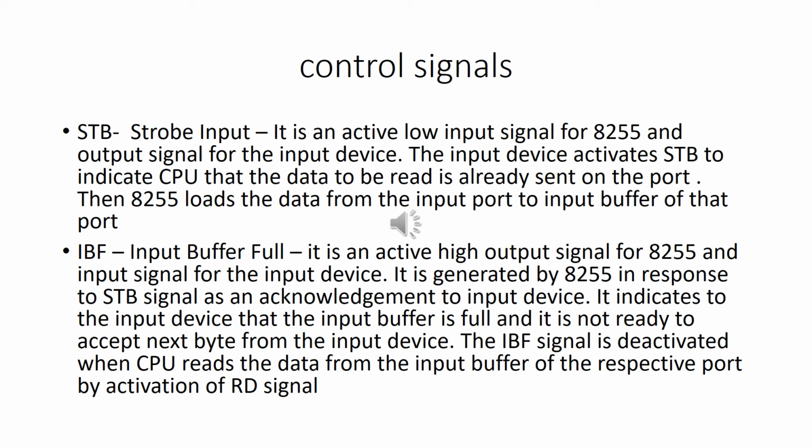Now let us see the control signals STB and IBF. STB is strobe input. It is an active low input signal for 8255 and output signal for the input device. That means when we connect the input device to 8255, STB acts as output signal for the device and input signal for the 8255. The input device activates STB to indicate to the CPU that the data to be read is already sent on the port. That means after sending the data on the port, the STB is activated. So once it is activated, 8255 loads the data from the input port to the input buffer of that port.